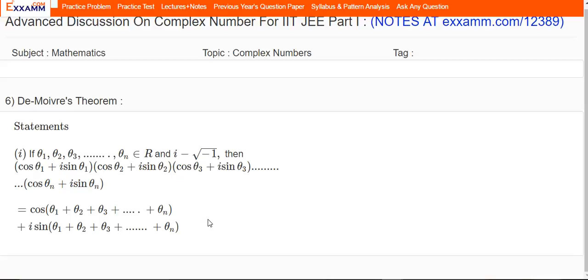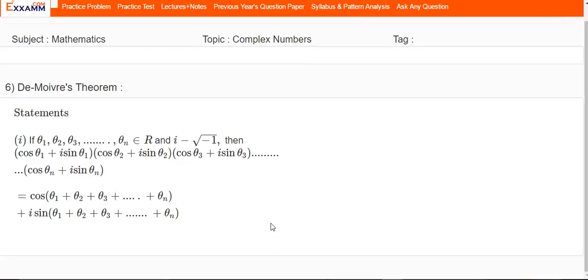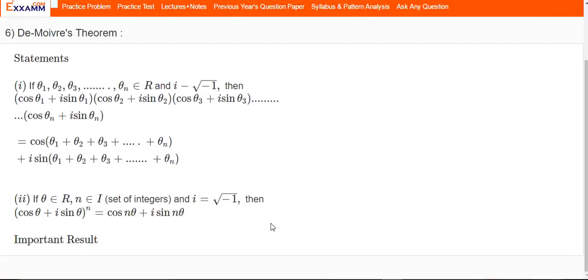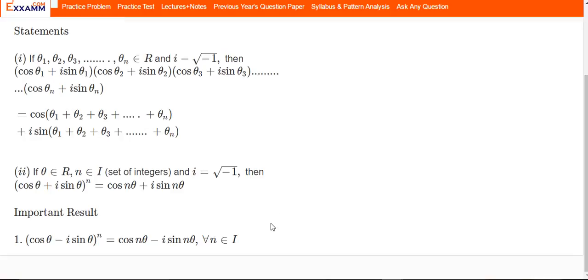Now the second statement says that if we take the case of theta 1 is equal to theta 2 is equal to theta 3 up to theta n, then this theorem reduces to: for theta an element of R and n an element of I, that is the set of integers, (cos theta plus i sin theta) to the power n is equal to cos n theta plus i sin n theta. On the basis of these two theorems, we have derived some important results which I will present to you next.